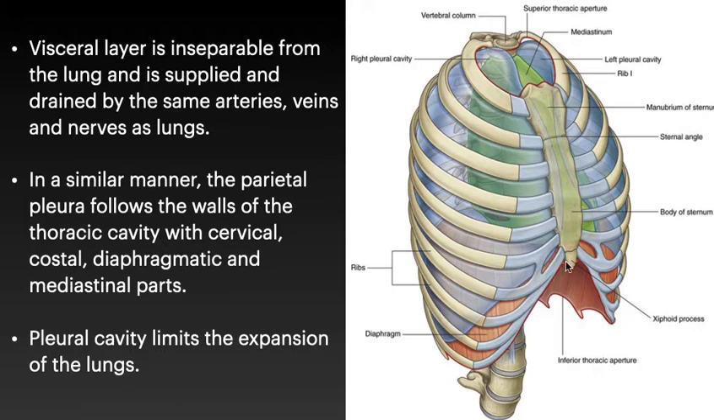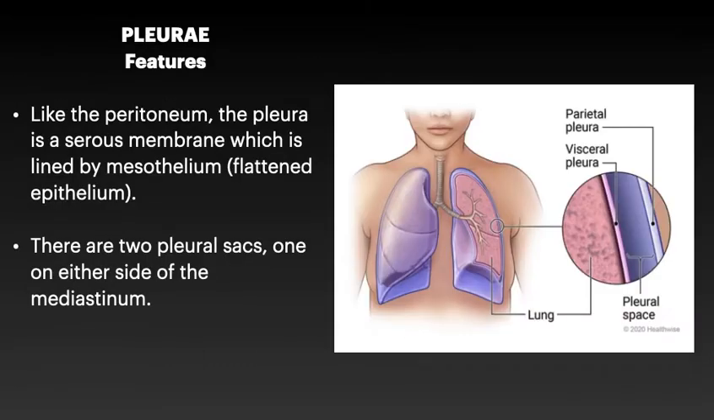The pleural cavity limits the expansion of the lungs. Pleurae feature like the peritoneum. The pleura is a serous membrane which is lined by mesothelium, or flattened epithelium. There are two pleural sacs, one on either side of the mediastinum.